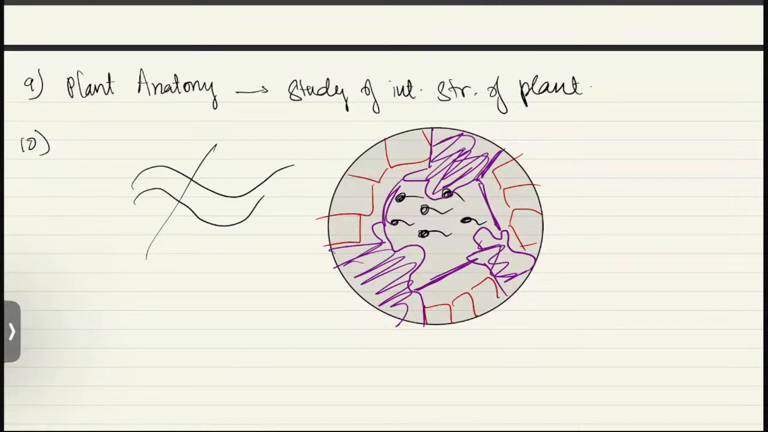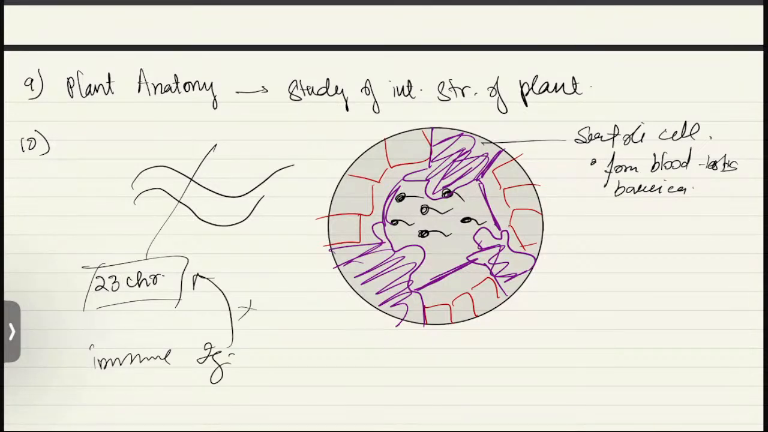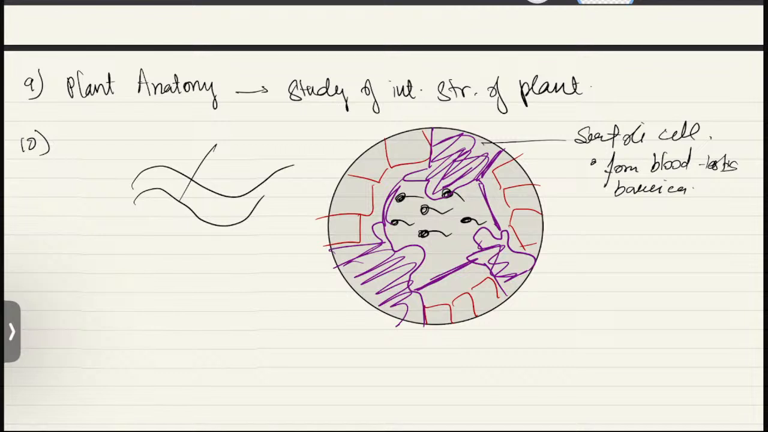Other than that, a Sertoli cell has other important functions. Form the blood-testis barrier. Otherwise, what will happen? This is a sperm. A sperm has 23 chromosomes, so it is not a normal cell. If it is not a normal cell, your immune system in the blood will go and attack the sperm, which we don't want. That is why we form a blood-testis barrier using the Sertoli cells.